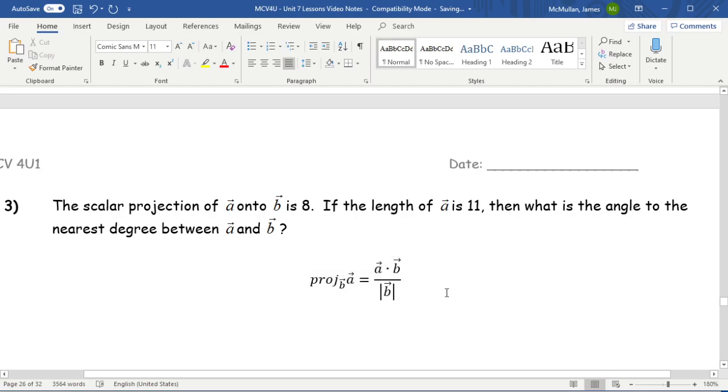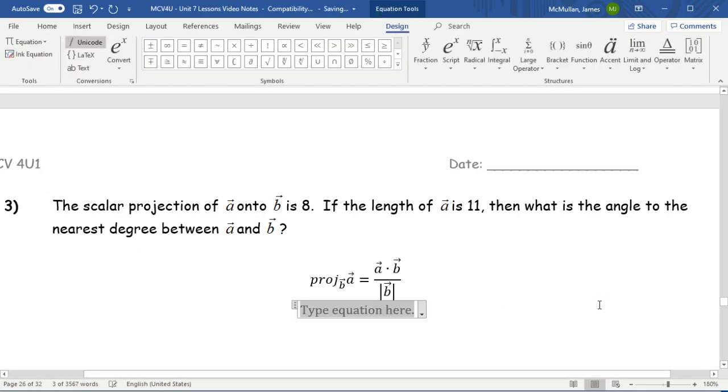What can I figure out, and what do I need? Scalar projection of a onto b is 8. Now technically it should say either in the direction or not in the direction, but we'll address that at the end of the question. Now we know the length of a is 11, and we don't know the angle to the nearest degree. So let's try and figure this out. Let's write what we know.